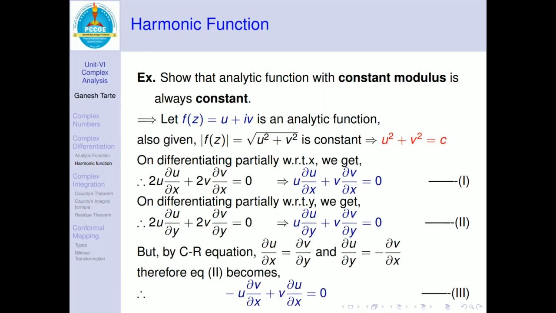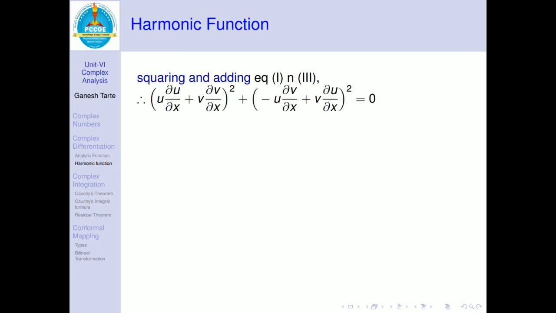Now observe carefully equations 1 and 3. Each and every term is in terms of partial differentiation with respect to x, so it is very easy to eliminate that term. So squaring and adding equations 1 and 3, it gives (u ∂u/∂x plus v ∂v/∂x) square plus (minus u ∂v/∂x plus v ∂u/∂x) square is equal to 0.